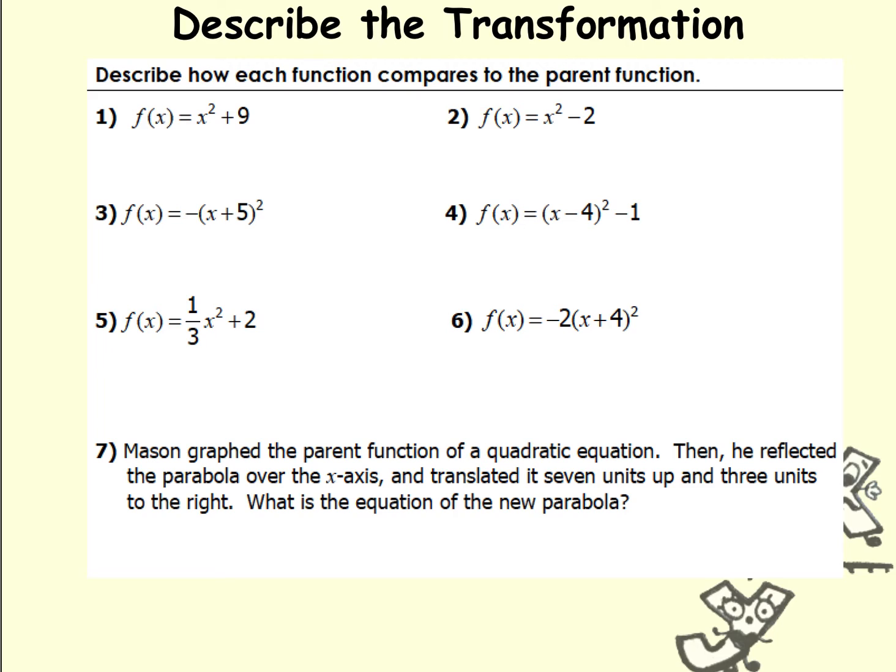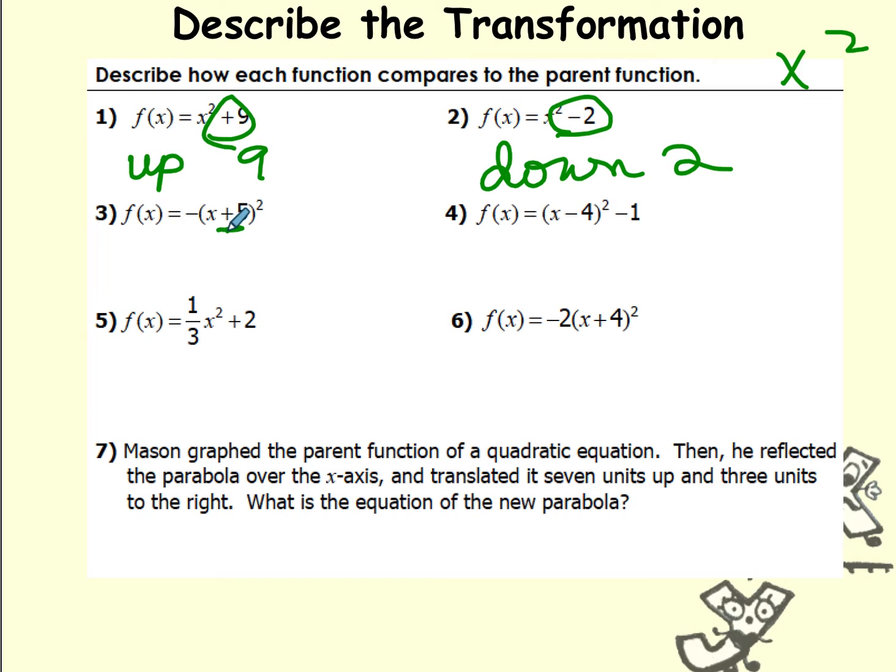Okay, so let's go ahead and we're going to describe the transformations. So what is this? If the parent function, remember, is just x squared, and we have plus 9, that means it's outside of what's being squared, and we're adding something, which means it's going to go up 9. This would mean we're going to go down 2. Now this one, the plus 5 is inside. So remember when we talked about transformations, that number that you're adding inside where the x is always does the opposite. It's a shift left.